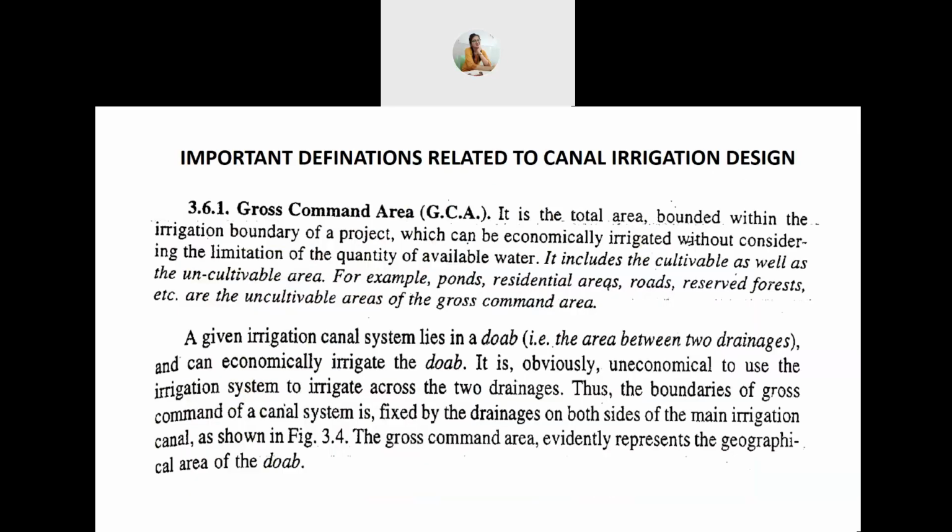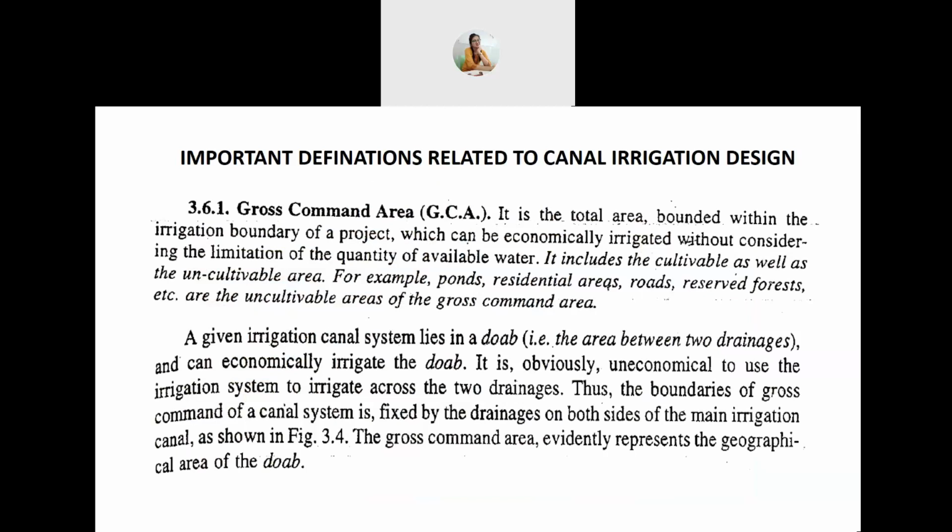Next, these are the important definitions related to canal irrigation design which we'll do in our next classes. But right now I'm giving you few definitions. There are more which I'll continue in our next class. As for now, we'll start.